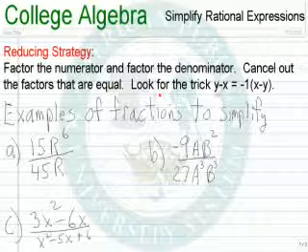If you have a binomial that is written forward and backwards, look for the trick: y minus x is the same as -1 times x minus y. Let's look at some examples of fractions to simplify.